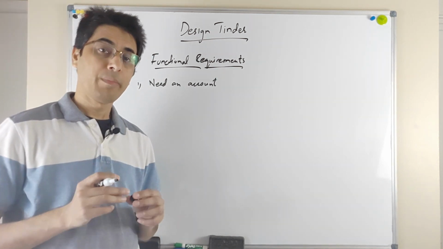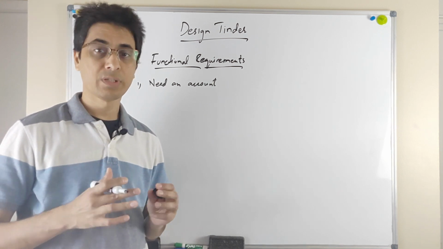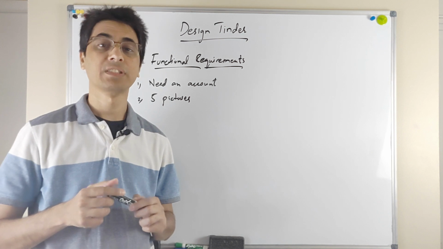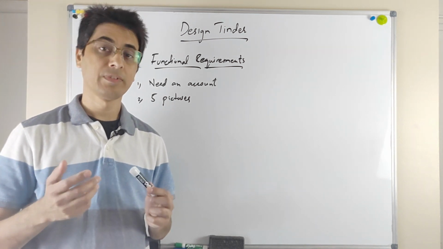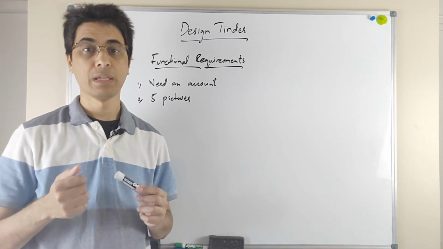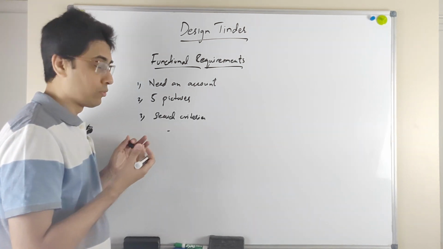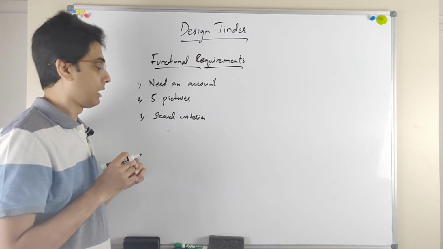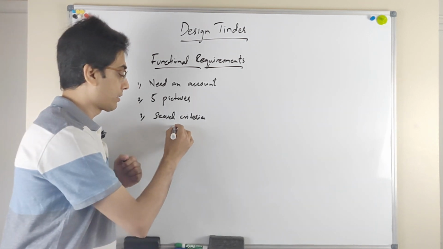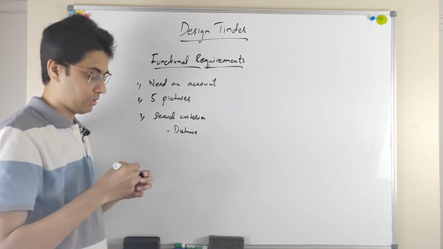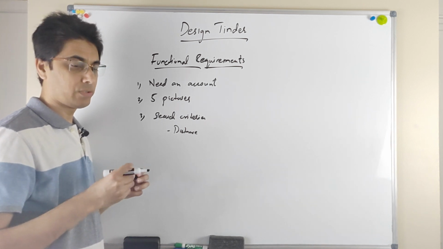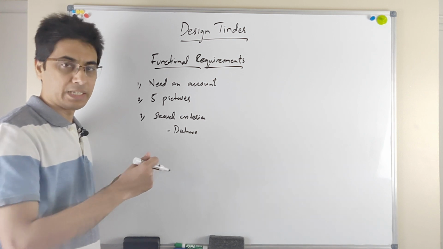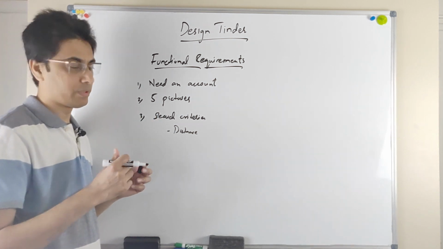The second functional requirement is the user can upload at most 5 pictures. The third functional requirement is the user will be provided with the profiles of nearby users based on certain criteria. Those criteria, which we can easily call search criteria, include, number 1, the distance from the user. So the user can specify that he would like to see the profiles of all the other users which are within a certain distance, let's say 50 miles from the user.